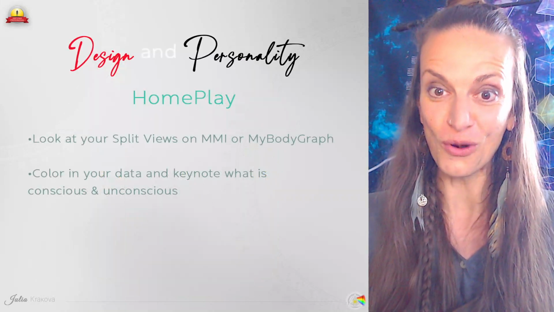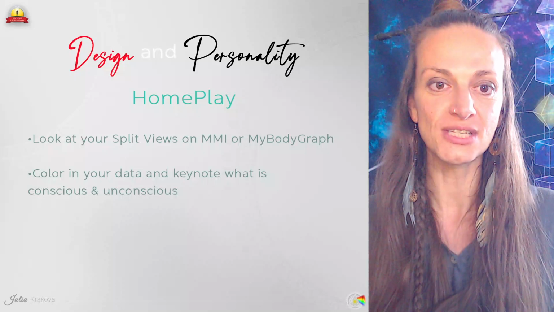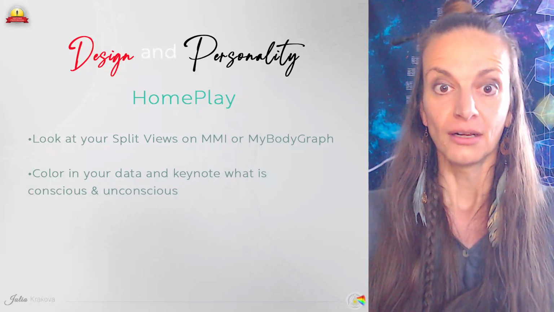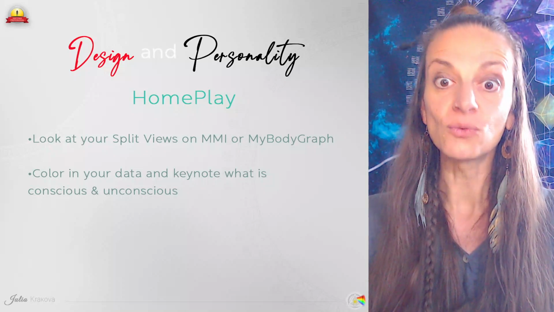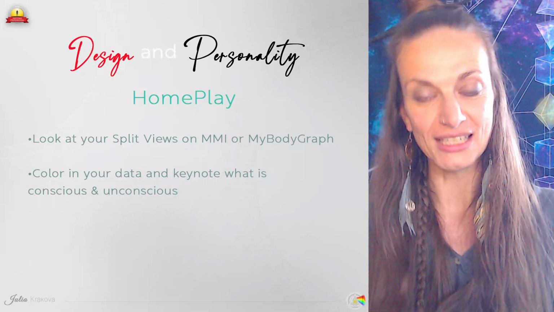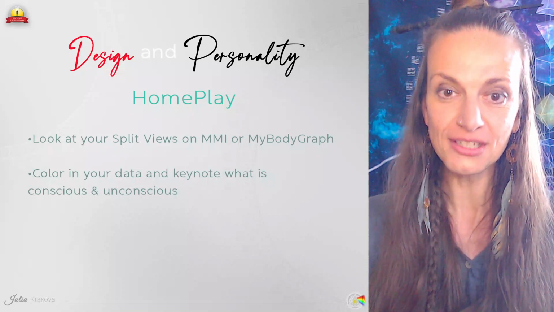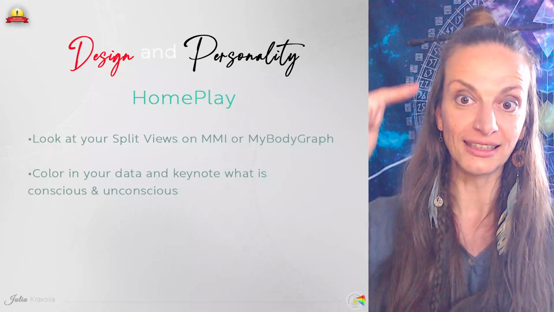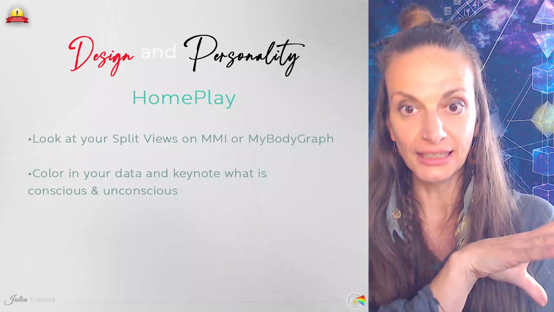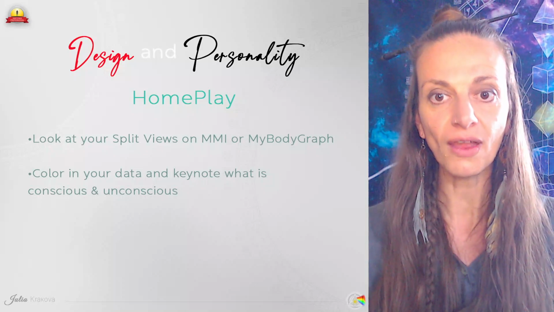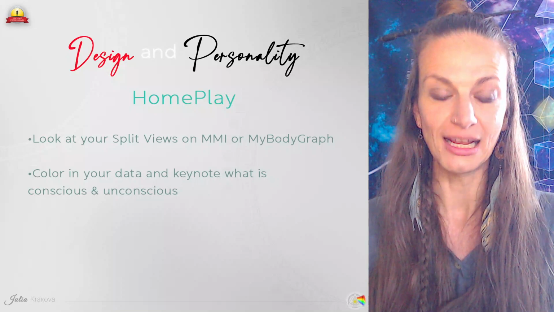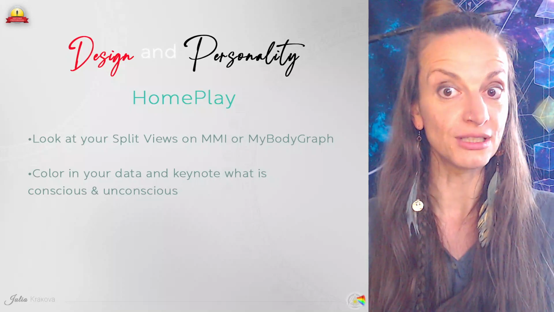So for your homework or home play, as I like to say, I'd like you to look at the split views on an MMI and watch it. Or you can go the other way around. You can take two white body graphs and look at the gates and color only black in one white and only red in another white. And then compare with an MMI version. That can be much more productive.